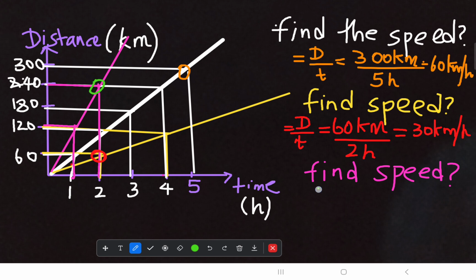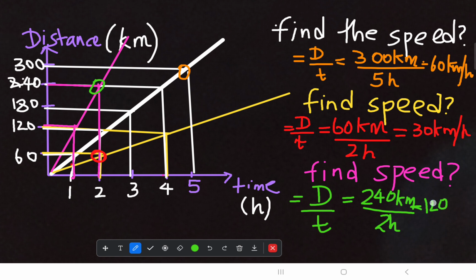To find speed, distance upon time. The distance is 240 kilometers. That should be divided by the time it took, that is 2 hours. So 240 divided by 2 will give you 120 kilometer per hour. 120 kilometer per hour. Why is that? Because here you can see, I already told you.